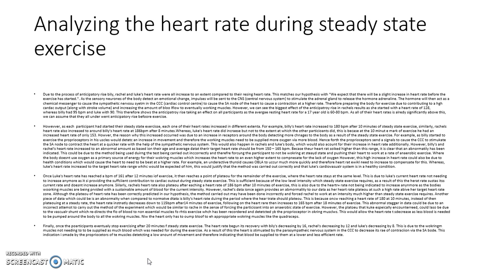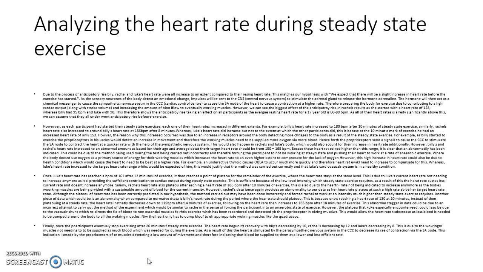As sensory neurons of the body detect an emotional change, impulses will be sent to the central nervous system to stimulate the adrenal gland to release the hormone adrenaline. The hormone will then act as a chemical messenger to cause the sympathetic nervous system in the cardiac control center to cause the SA node of the heart to contract at a higher rate, therefore preparing the body for exercise by contributing to a higher cardiac output along with stroke volume, and increasing the amount of blood flow to eventually working muscles.